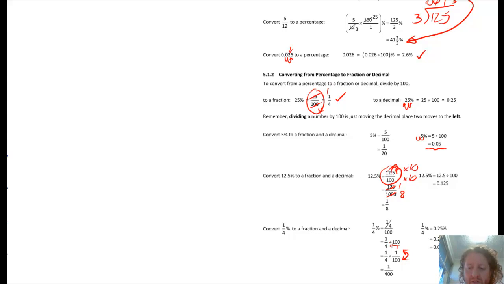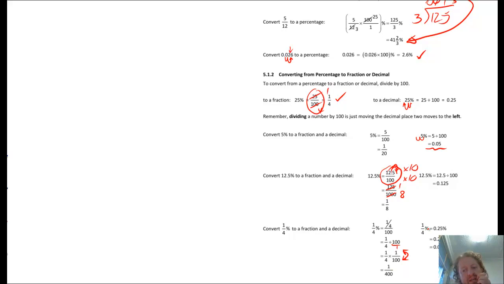Leave the first one alone, the divide becomes times, and 100 over 1 becomes 1 on 100, and when I multiply the tops it's 1 by 1, multiply the bottoms it's 4 by 100, so it's 1 on 400. So it's a pretty tiny fraction, but 1/4% is going to be 1/4 divided by 100, which is 1 on 400.